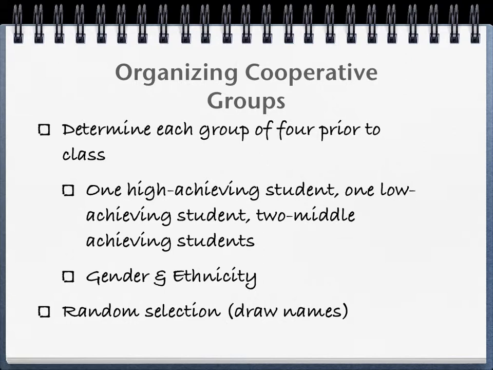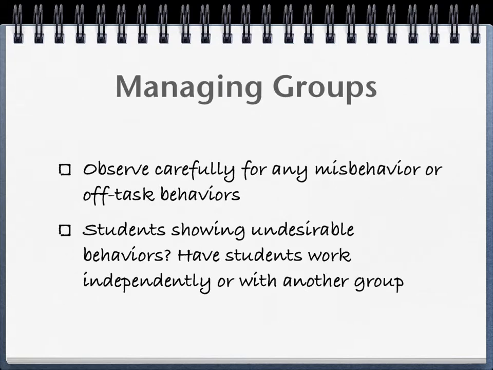You also want to consider gender and ethnicity. We don't want all the females in one group or all the males in another, and we don't want all the Caucasian students in one group and all African Americans in another. We need to have a mixture of gender and ethnicity along with the level of ability. Or you can do a random selection. You can just draw 4 names for each group, and then the groups are formed.